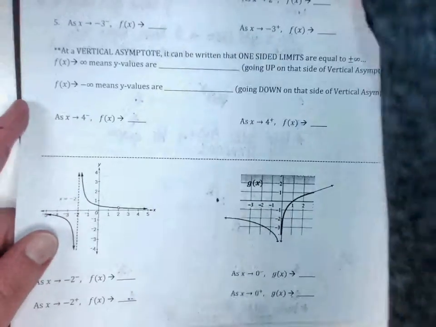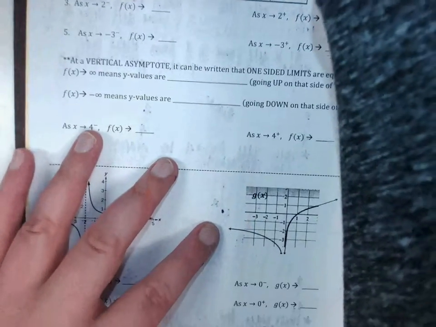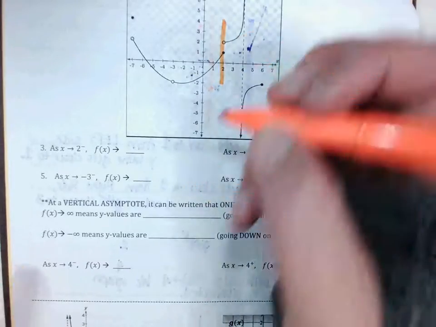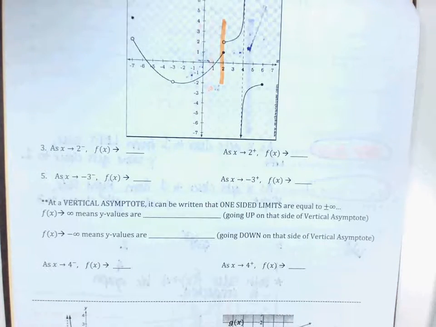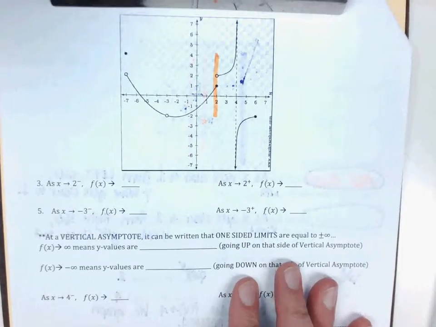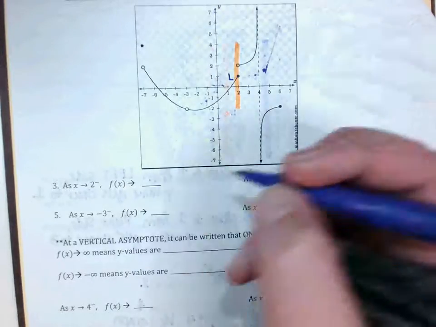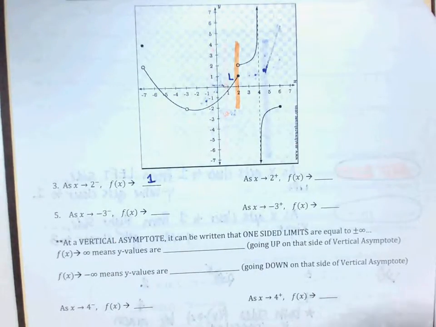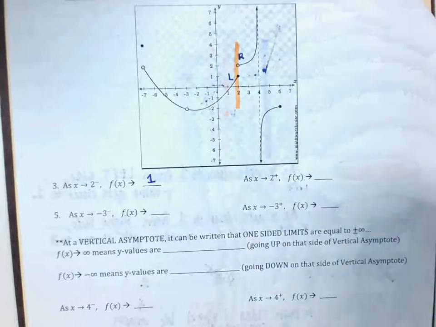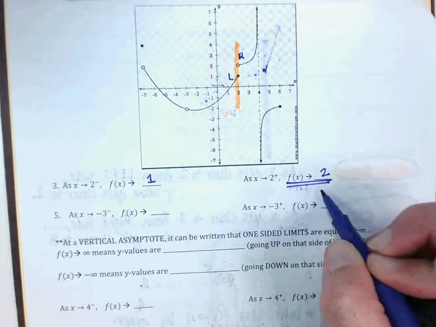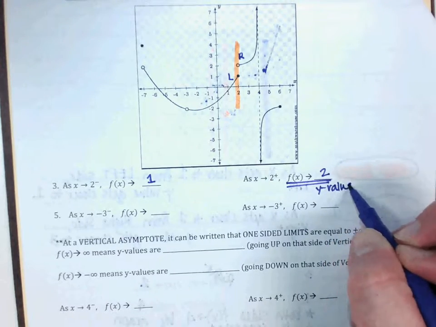Alright, turning the page. Next one. Okay, what is x approaching for number 3? 2. Put a line through 2. 2 is right here. As I approach the left side of the graph at 2, what is my graph going to be touching? What y value? Okay, very good. The left side is here. It's at 1. What about the right side over here? 2. Now remember, this f of x approaching is always going to be a y value. Okay?